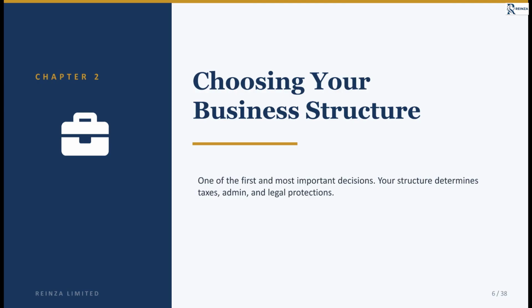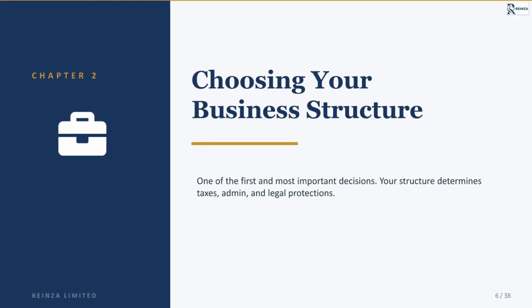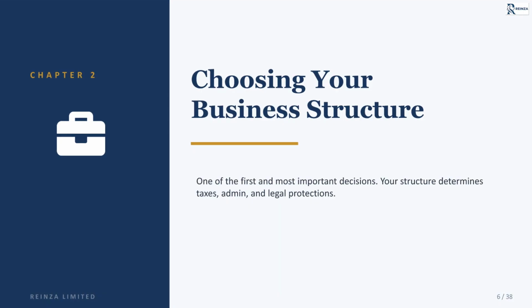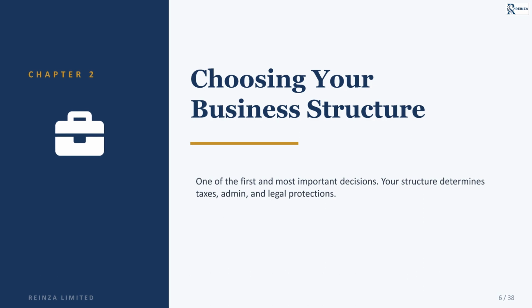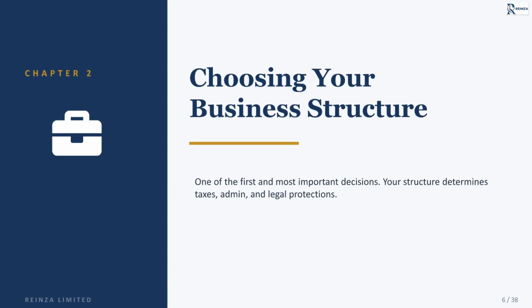Chapter 2. Choosing your business structure. This is one of the first and most important decisions you will make. Your chosen structure determines how much tax you pay, how much administration you deal with, and what legal protections you have. We will compare the 2 most common structures for UK SMEs: sole trader and limited company.